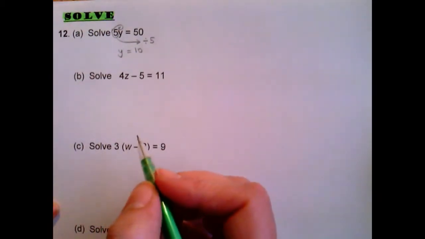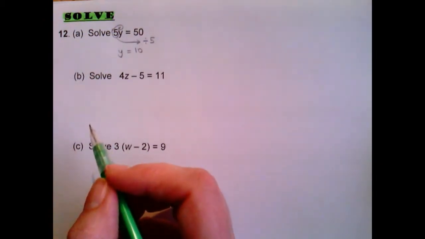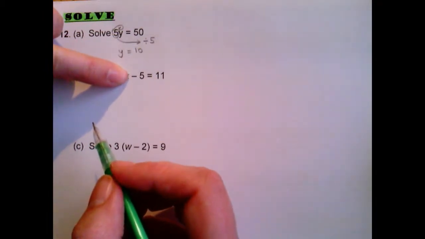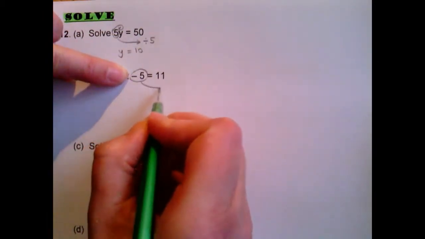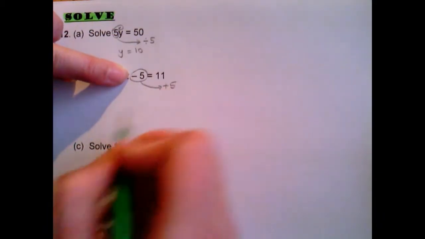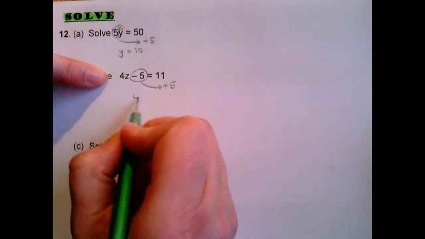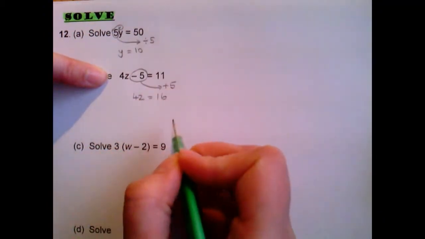So 4z, take away 5 is equal to 11. So we want to solve it and work out what z is. Leave the 4 with the z for a wee minute. And move this take away 5 that's on its own. So move it to the far side, and a take away 5 becomes an add 5. So we're left with 4z on the first side, and 11 plus 5 equals 16 on the second side.